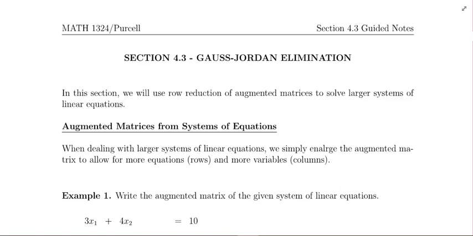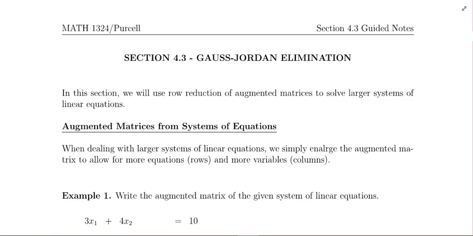Section 4.3, Gauss-Jordan elimination. In this section, we are still going to be solving systems of linear equations using matrices, and specifically the process of Gauss-Jordan elimination. We were introduced to that in the last section, section 4.2, and in that section, we concentrated on a system of two linear equations in two variables.